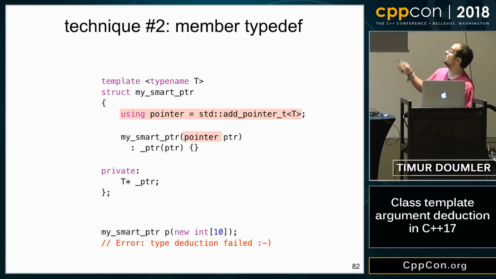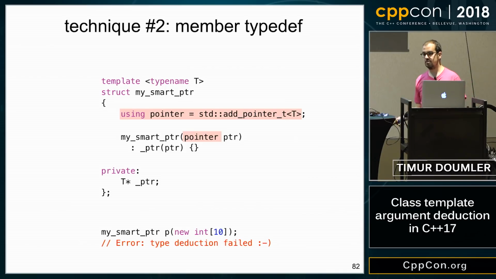But then again, you can add something like that up there. So add pointer t is a bit similar to the type identity that I used before. It's the same type, right? Add pointer t is just T star. But in order to find out, you need to instantiate add pointer t, the template. It's another template. You're not going to do that.